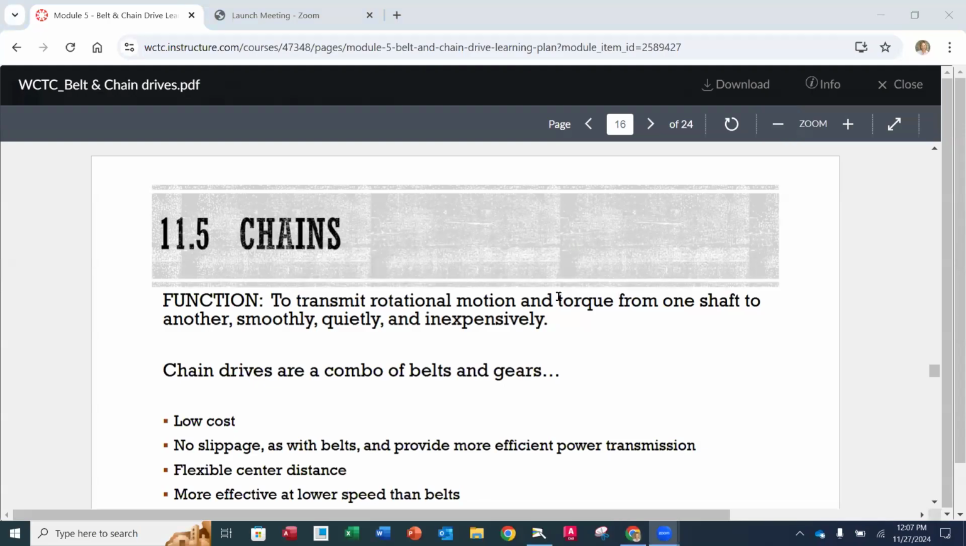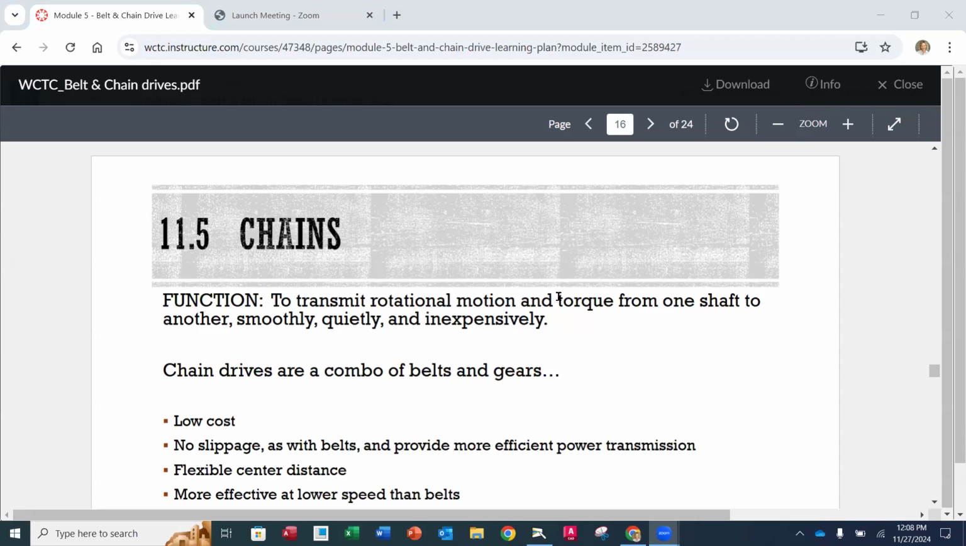Okay, so we're going to continue on in chapter 11, and now we're going to be looking at the last half. This is going to be chain drives. So chain drives and belt drives really have the very same function. They are going to transmit rotational power and torque slash forces from one shaft to another so that it is smooth, quiet, and inexpensive, okay, to actually do that.